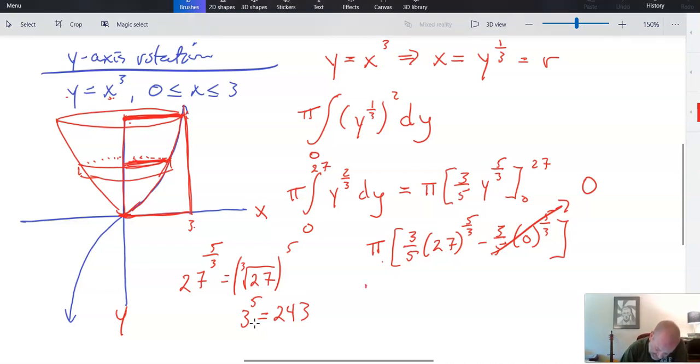And so that means this is pi times 3/5 times 243. And that part's 0, so I don't have to worry about it anymore. 3 times 243 is 729 over 5. And so it's 729 pi over 5. And so that's the volume when it's a cubic and you go out to 3.